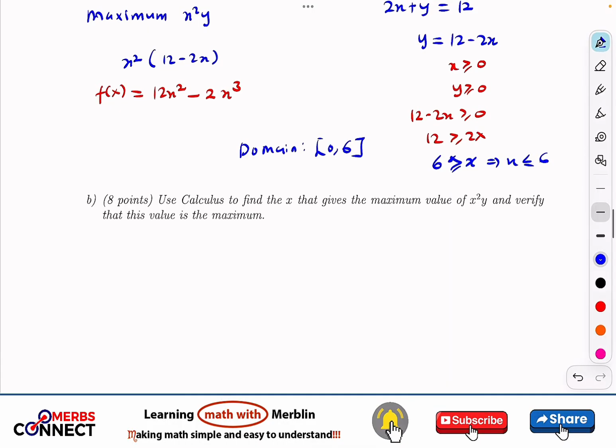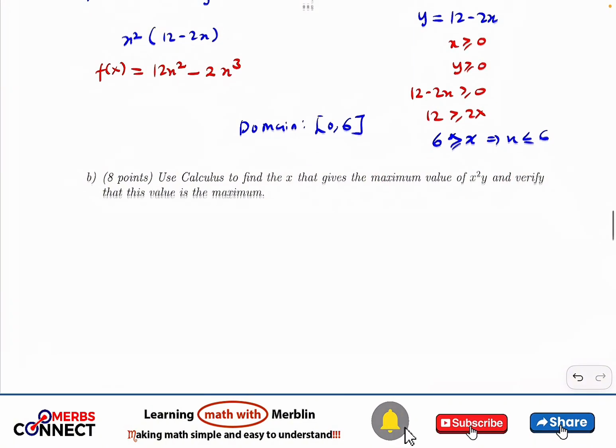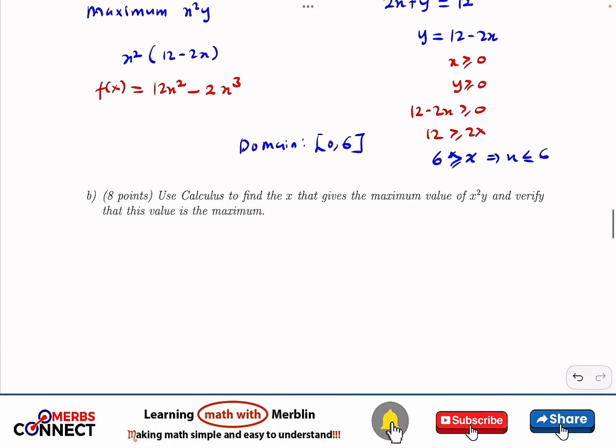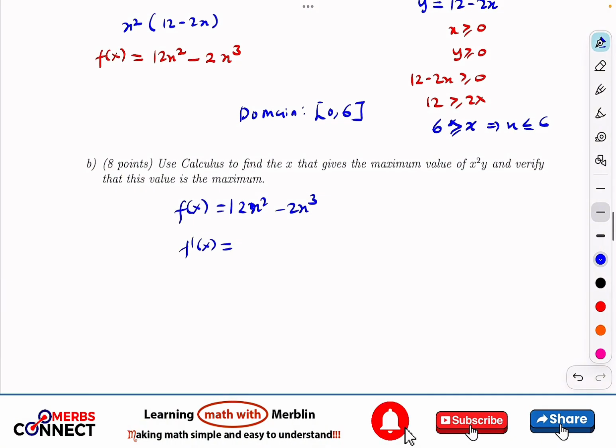Now let's look at B. So we want to use calculus to find the value of x. Let's make sure that this is being maximum. And we should also verify that value. So now let's do it. Now for us to do that, it means that we need the f prime of x. So let's do that. F prime of x is equal to 24x minus 6x squared.